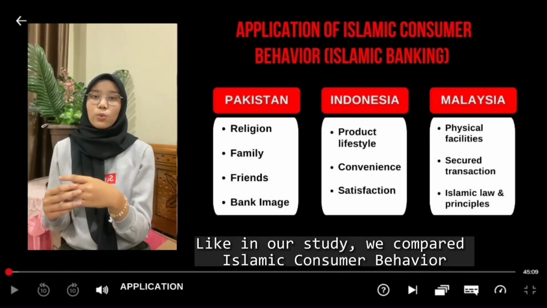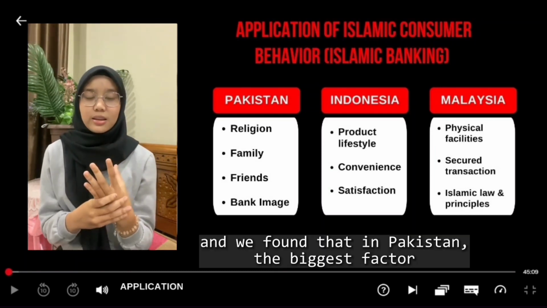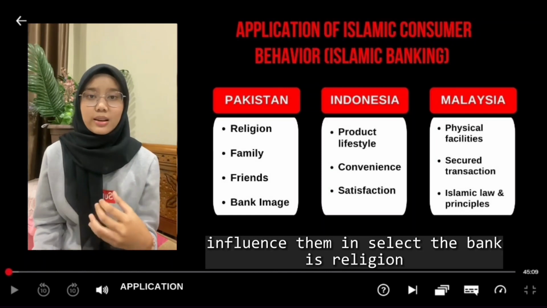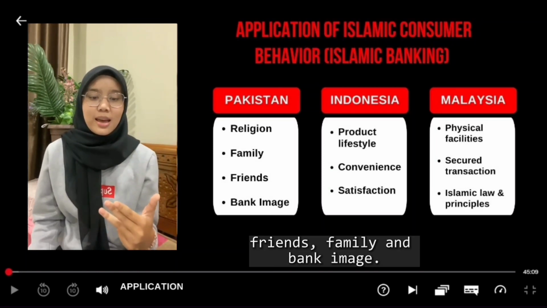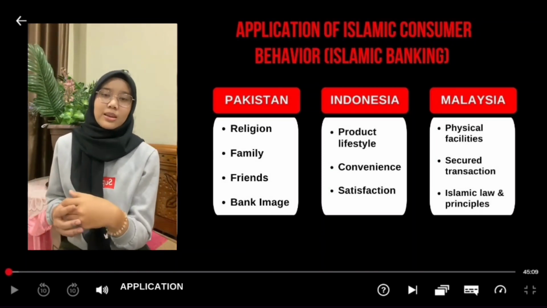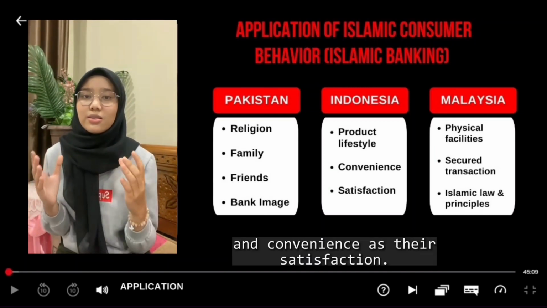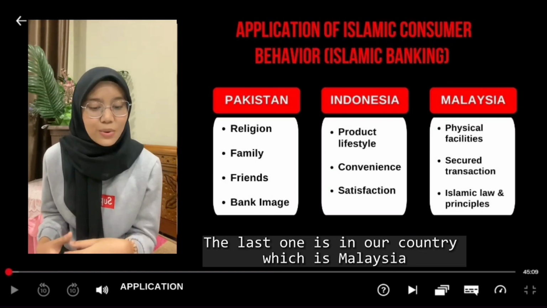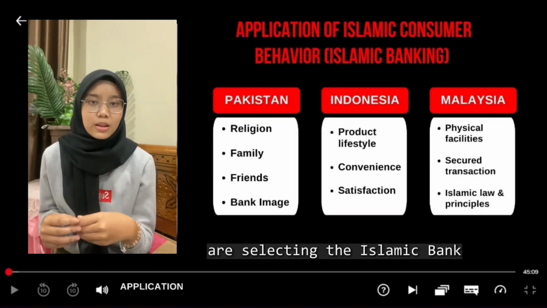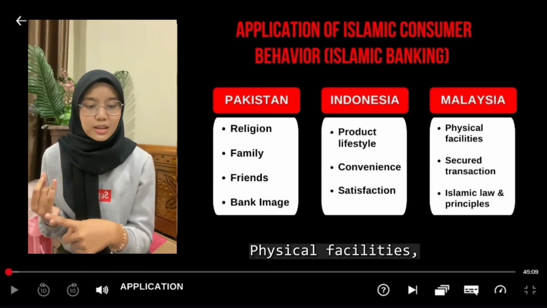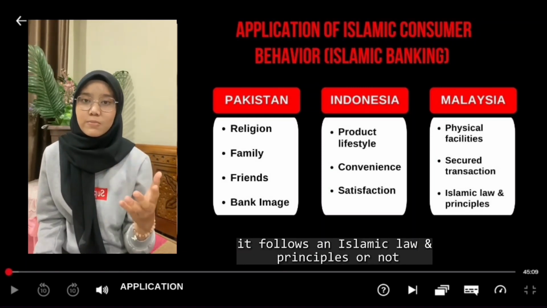Like in our study, we compared Islamic consumer behavior between 3 countries. And we found that in Pakistan, the biggest factor that influenced them in selecting the bank is religion, besides friends, family, and bank image. And the second one is Indonesia. People in Indonesia prefer to look at product lifestyle and convenience as their satisfaction. And the last one is our country, which is Malaysia. We found that when people in Malaysia are selecting the Islamic bank, they are looking for physical facilities, secure transactions, and lastly whether it follows Islamic law principles or not.